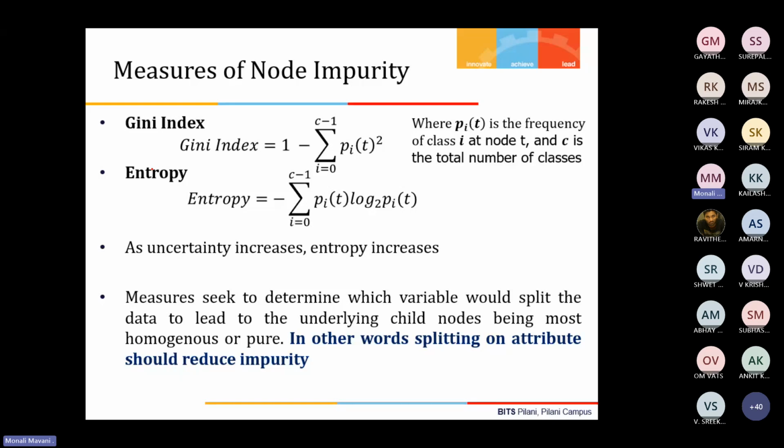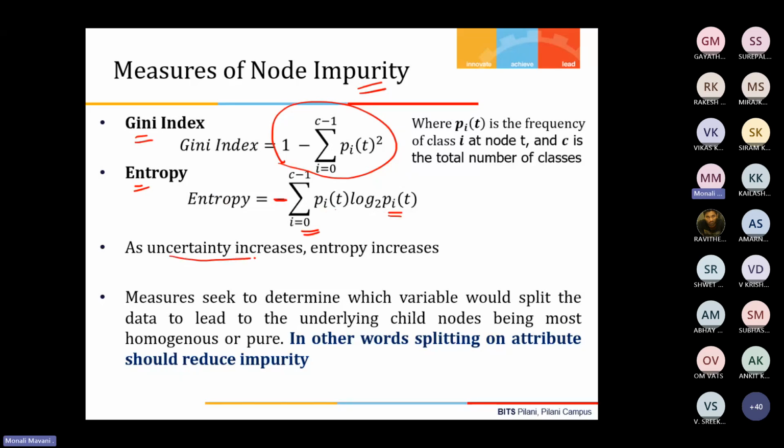Based on this information theory, we'll have 2 measures which will measure the node impurity: Gini index and entropy. This is the formula for the Gini index, and this is the formula for the entropy. As you can see, in entropy there's a minus sign over here. First, I'll concentrate on the entropy. If you understand entropy, you will easily understand Gini index. It's a probability multiplied by log of probability.